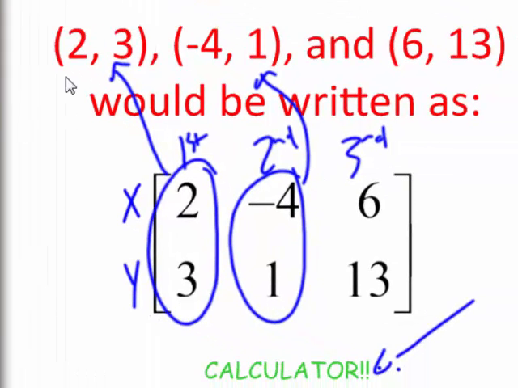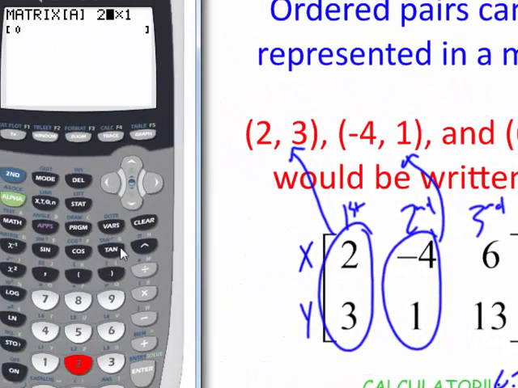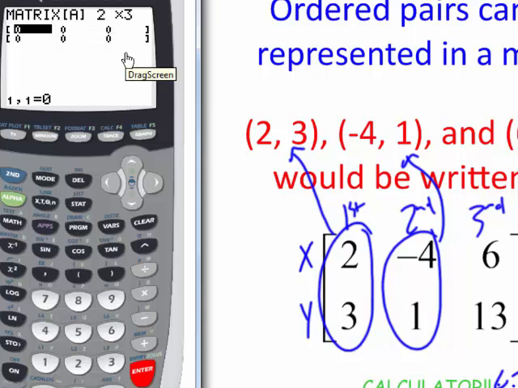So in this case, what is this? This is a 2 by 3, right? 2 rows by 3 columns. So I got to hit 2, go over, by 3, enter. And then you should see it's got 2 rows and 3 columns, right? A 2 by 3. And then I just type in my information. So 2, negative 4.